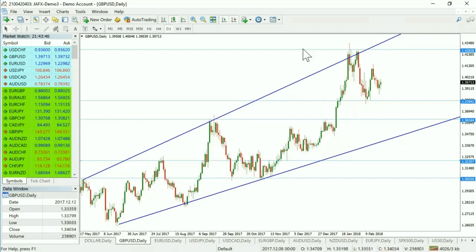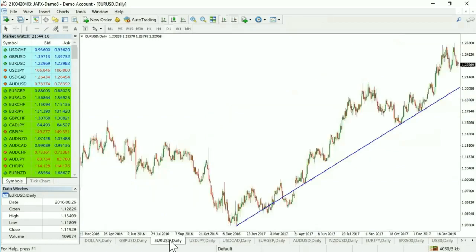So you can clearly apply very simple, easy to identify tools in this particular chart to assist you with not only trend identification, but also with entries and exits, and we'll have a look at this very shortly as well.